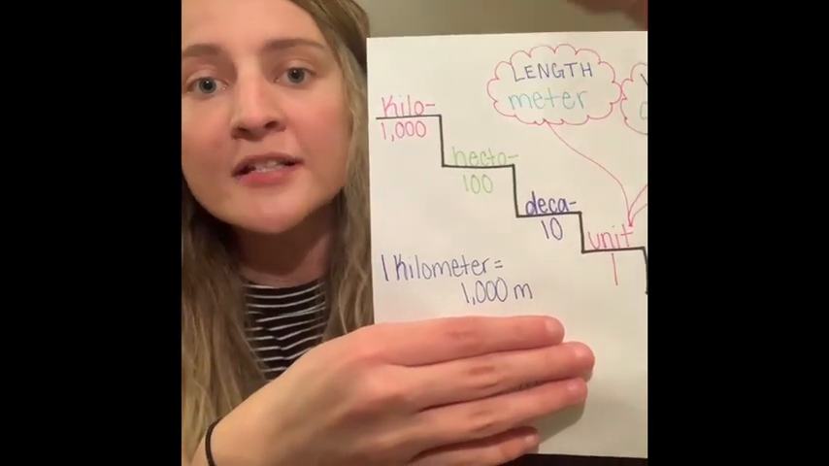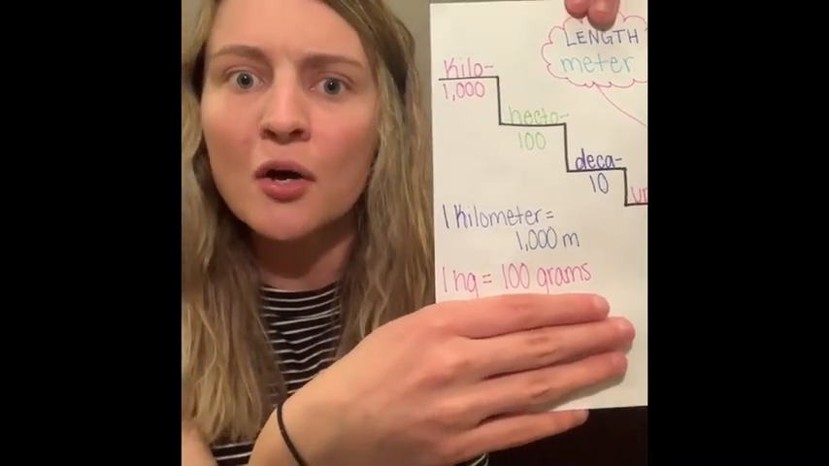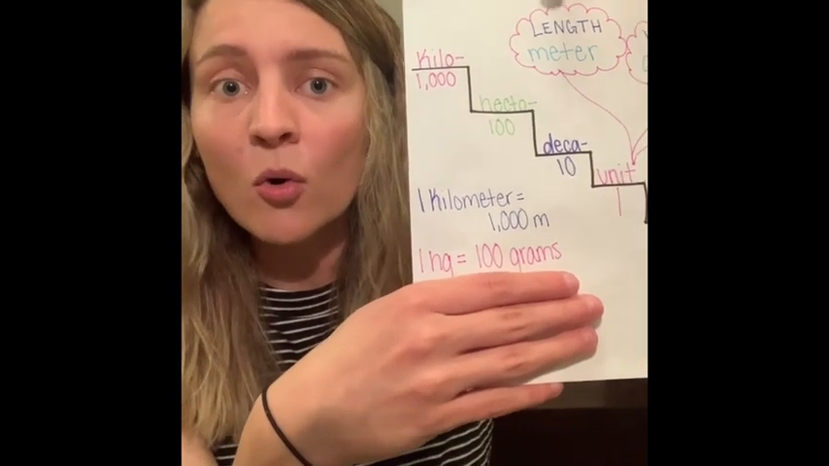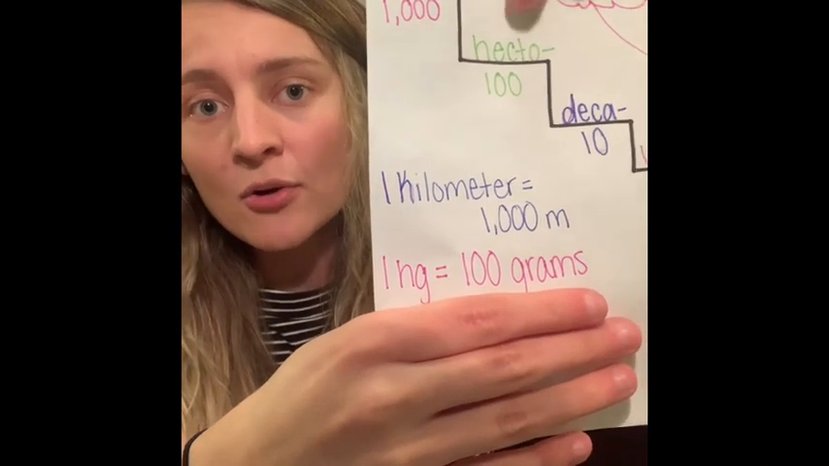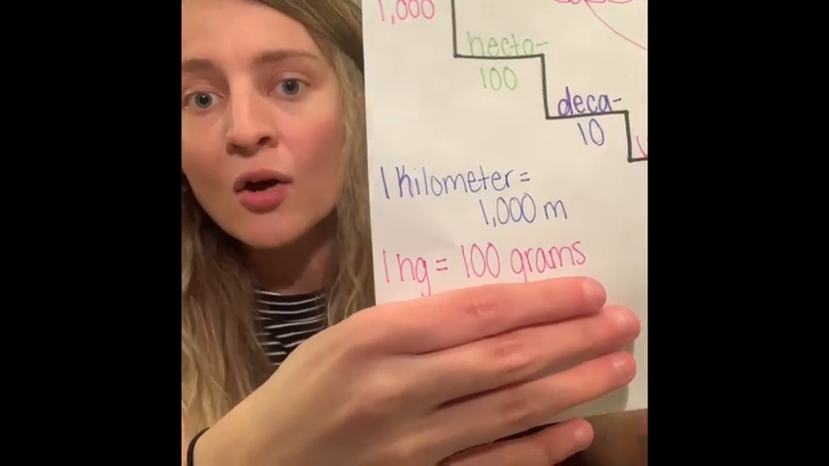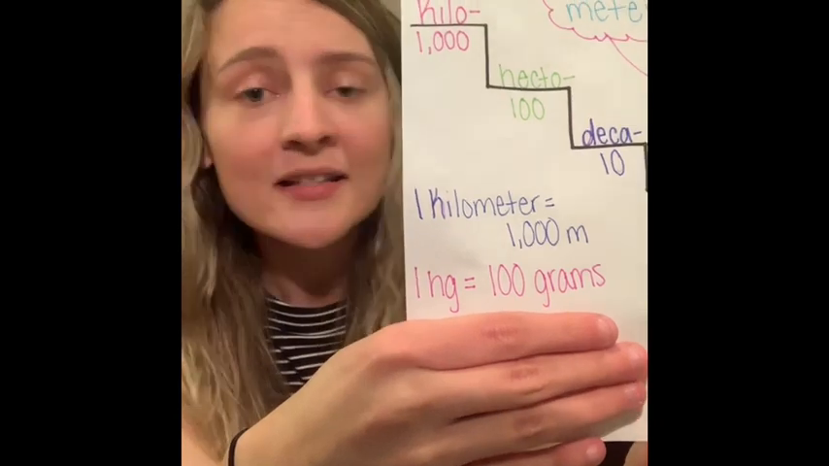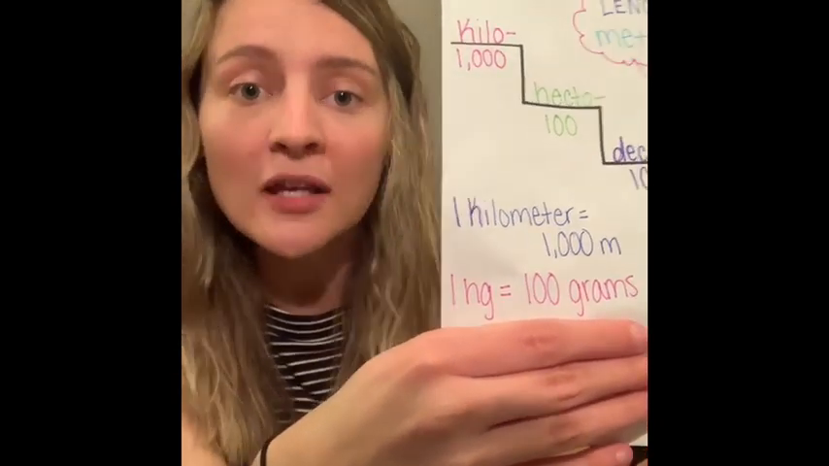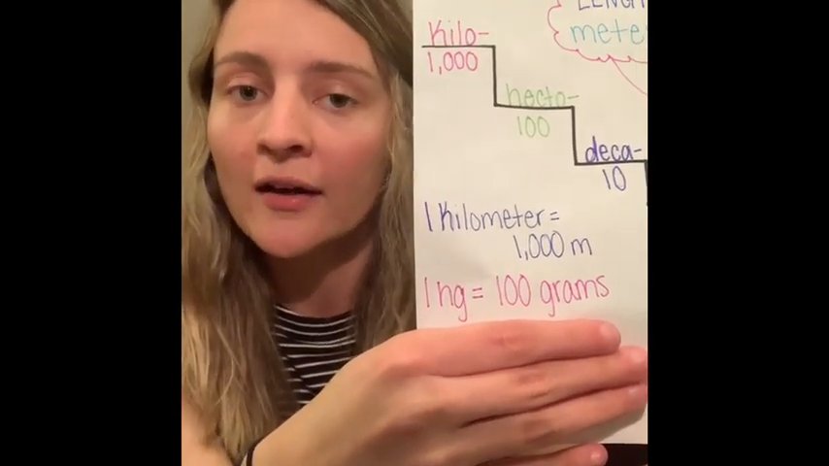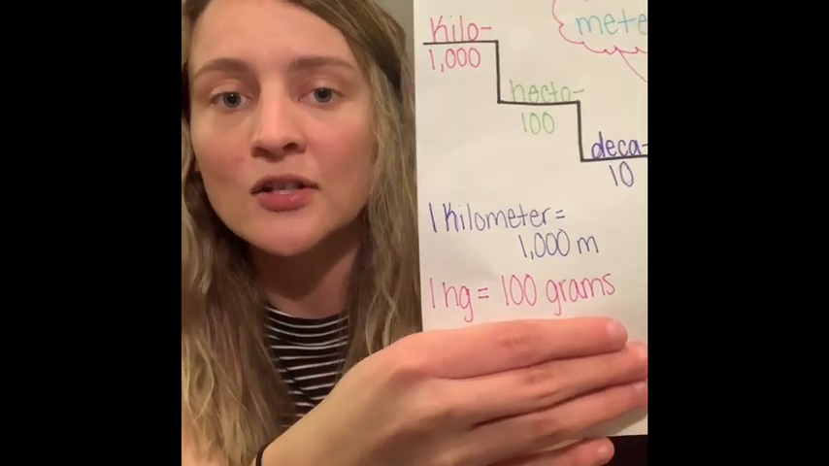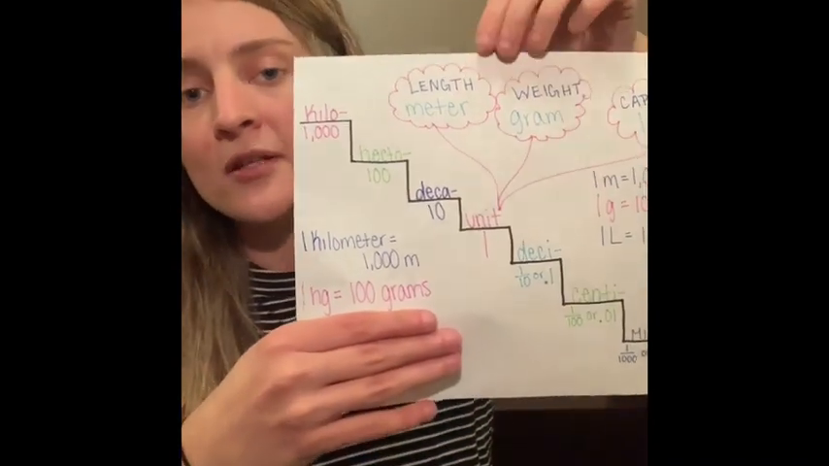Then if we keep going on down the staircase, we have 1 Hg. So Hg is an abbreviation, or is short, for hectogram. So 1 hectogram, hecto means 100. 1 hectogram means 100 grams. And same with that, it could say 1 hectometer. That would mean 100 meters. Or 1 hectoliter. And that would mean 100 liters. I just used different endings so that way we can get one from every type of measurement.